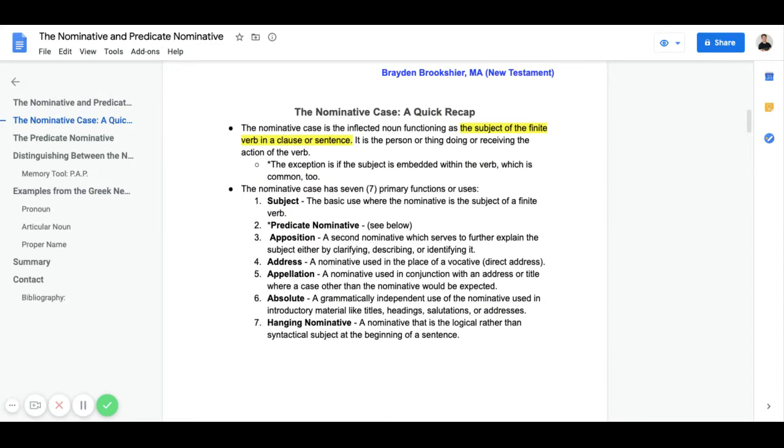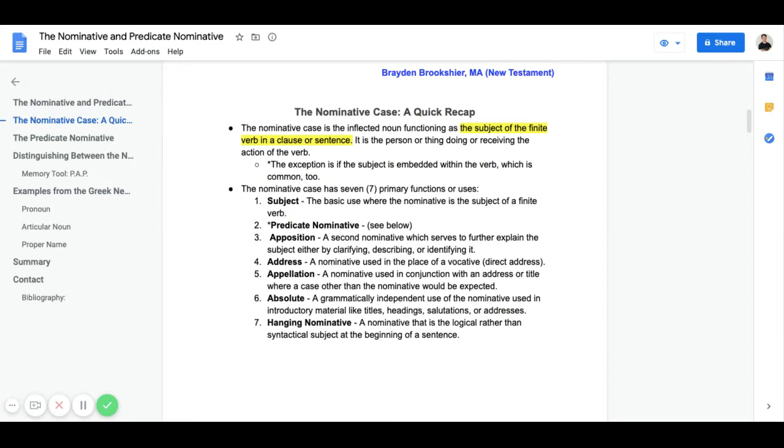And the exception to this would be if the subject is embedded within the verb. Since verbs do have person involved in them, in Greek you don't need a nominative case or a subject that is outside the verb. You don't need a noun to have it. It could be embedded within the verb. You already know that, but helpful reminder.